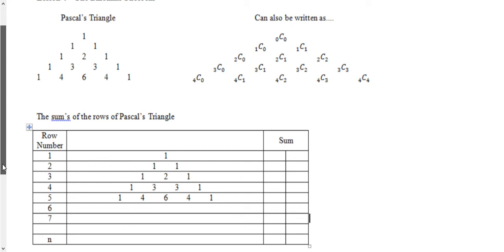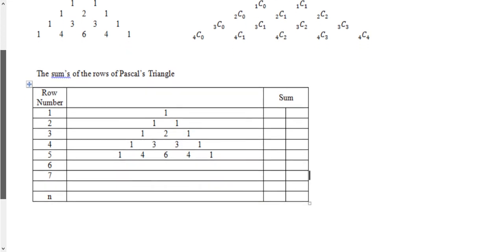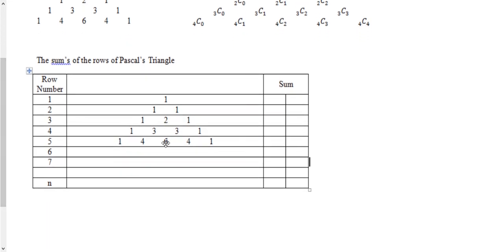Right here we have a table that says the sum of the rows of Pascal's triangle. So we're going to finish off 2 more rows of Pascal's triangle. We're going to add it up in this column here, and we're going to simplify it in this last column here. So here we go.